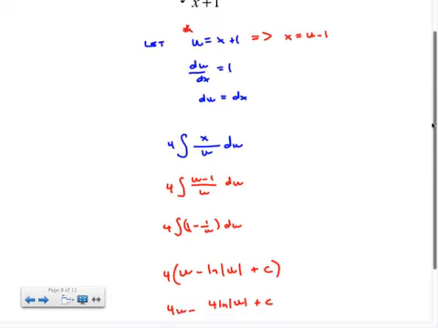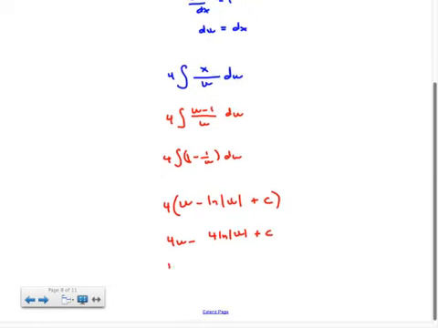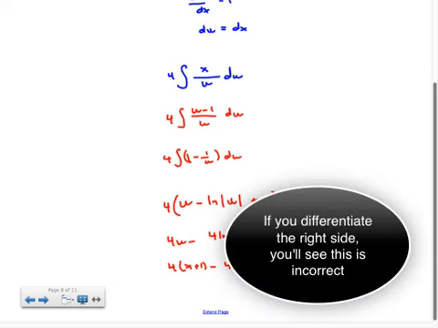What was my original u? My original u was x plus 1. So I have 4 times the quantity x plus 1 minus 4 times the natural log. This time I have to keep the absolute value bars because x plus 1 could be negative, depending on the x values. And then I put a plus c at the end.